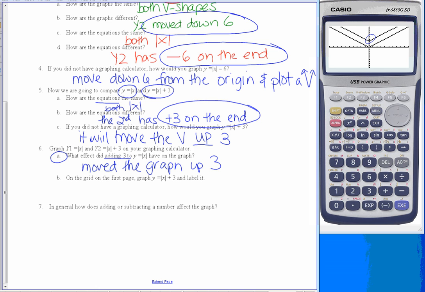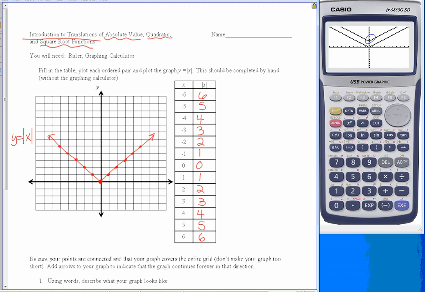It says on the grid on the first page, go ahead and put on that absolute value of x plus 3 and label it. So let's pop back there. I'm going to go up 3 units from my origin, so I'm going to count up 3 units. From there, I'm just going to count up 1 over 1, and I'm going to count up 1 to the left, and I'm going to get my V. And when I say label it, I mean let's write over here, y is the absolute value of x plus 3, so that when we look back at it, we remember which one's which.